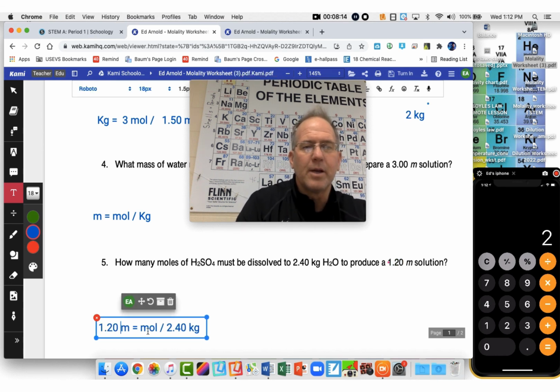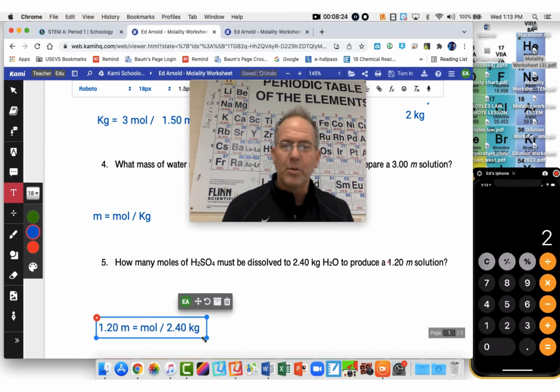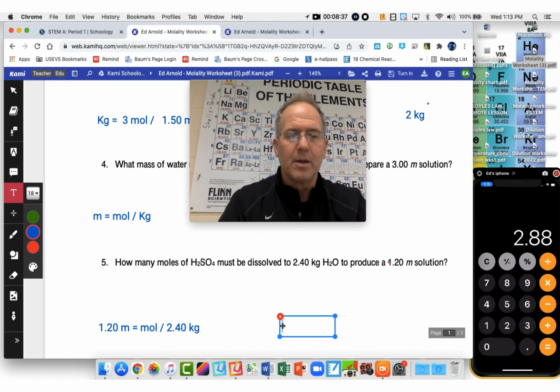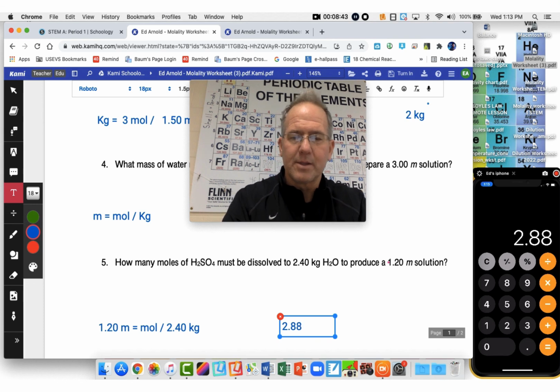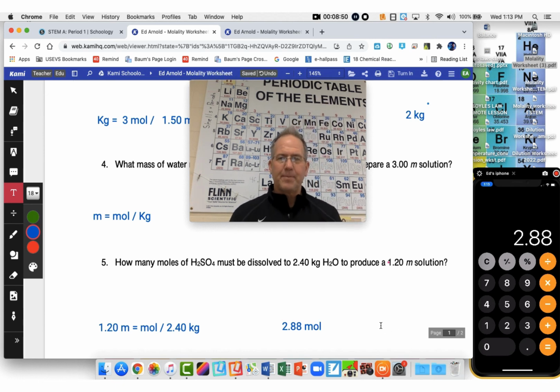Paste, right? We're solving for moles, so we're going to take this on the bottom and bring it up top, so 2.4 times 1.2. Remember on the bottom we move it to the top and I got 2.88. And that is mol. Moles. Right, that's it. That's the problems.